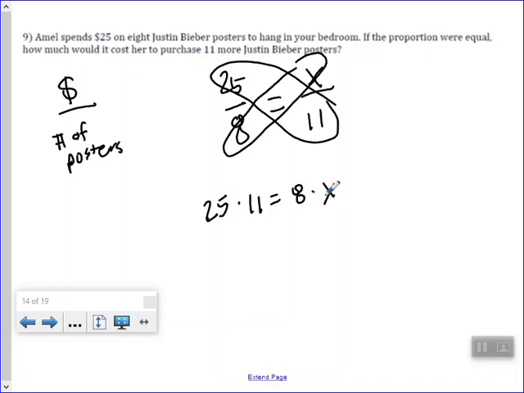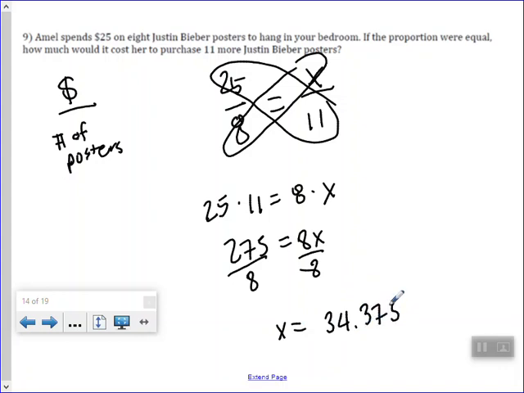25 times 11, put it in the calculator. It will give you 275 equals 8x, and then divide by 8. x equals about $34.375. So it's around $34.40 if you round it. So that's how much it will cost her to buy more posters.